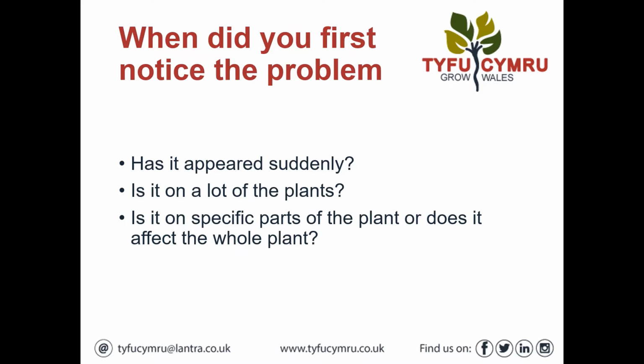So what we're going to do now is go through some steps in the straightforward diagnosis of pests or pathogen problems. So the first thing to think about is, when did you first notice the problem? Consider, has it appeared suddenly? Is it on a lot of the plants? Is it on specific parts of the plant, or does it affect the whole plant?